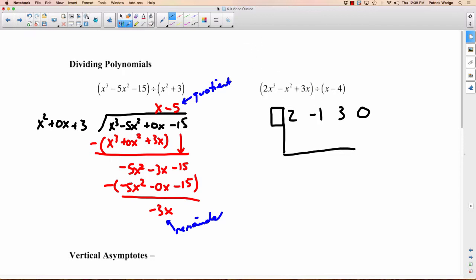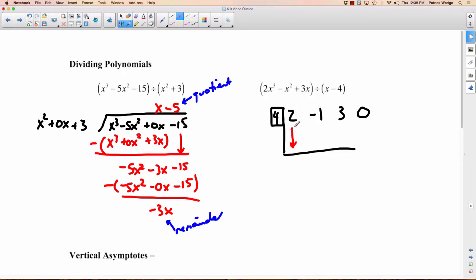What number goes on the flag here? If this is x minus 4, that's your factor, you put what the root would be, which is 4. If this was x plus 4, you'd put negative 4 here. Now, how does this synthetic division work?